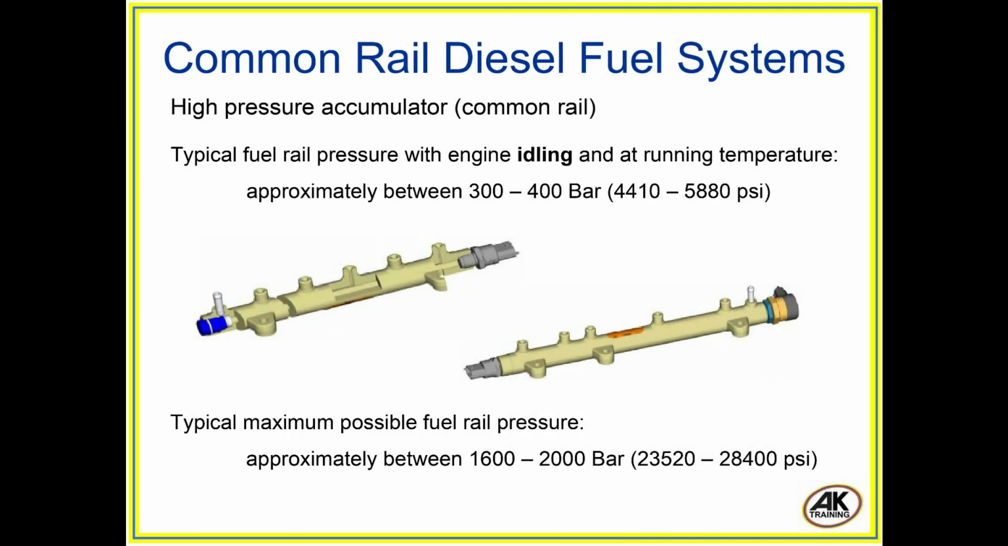Typical fuel rail pressure with the engine idling and at running temperature, approximately between 300 to 400 bar, 4,410 to 5,880 psi. Typical maximum possible fuel rail pressure, approximately between 1,600 to 2,000 bar, 23,520 to 28,400 psi.